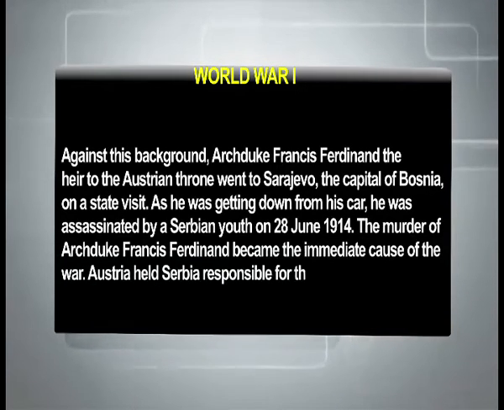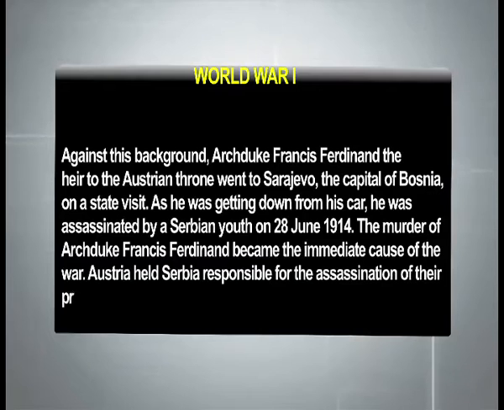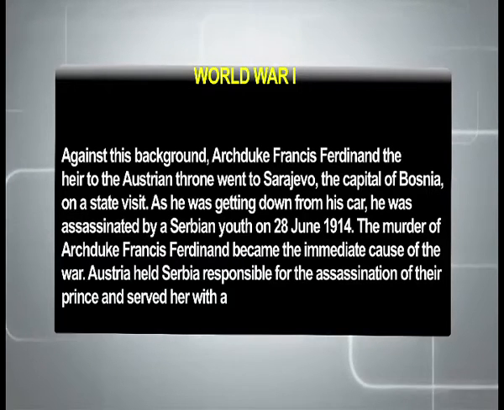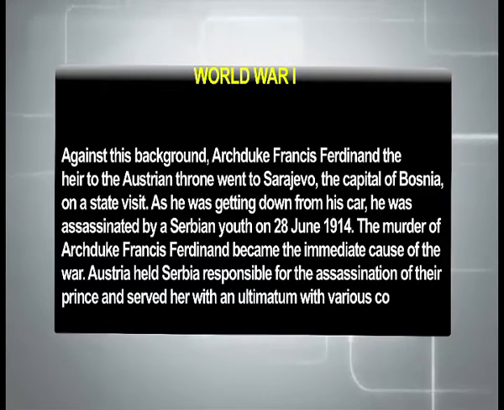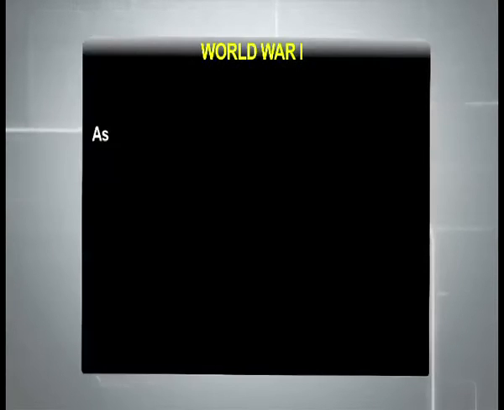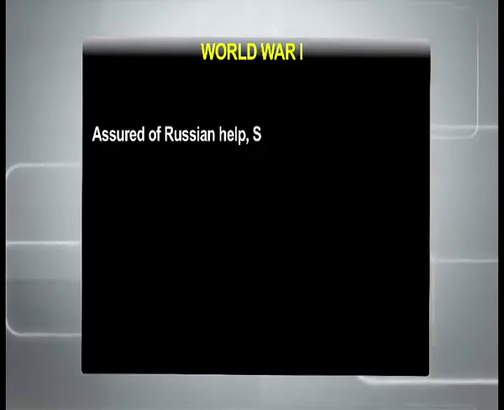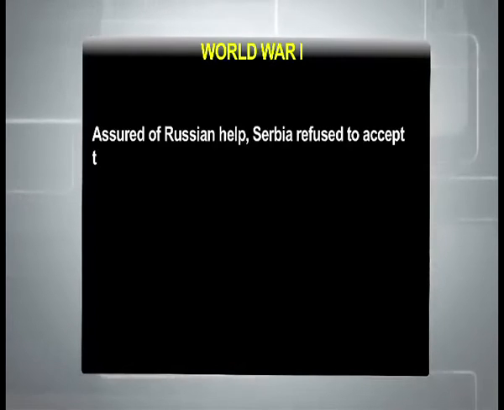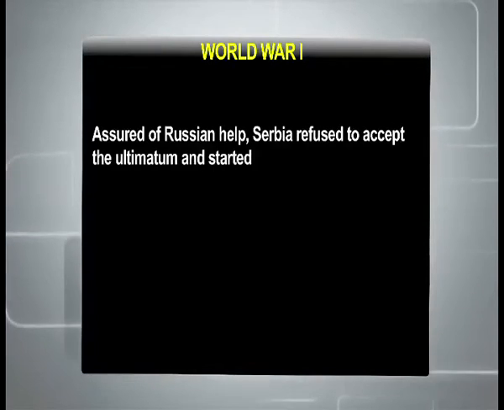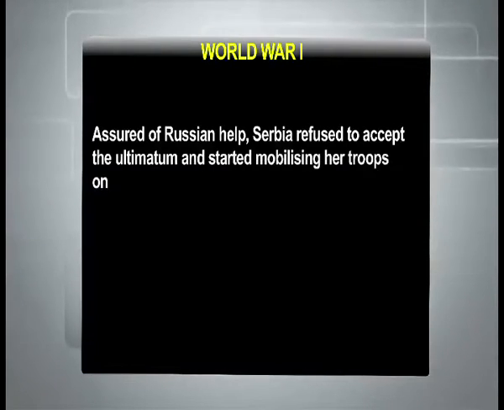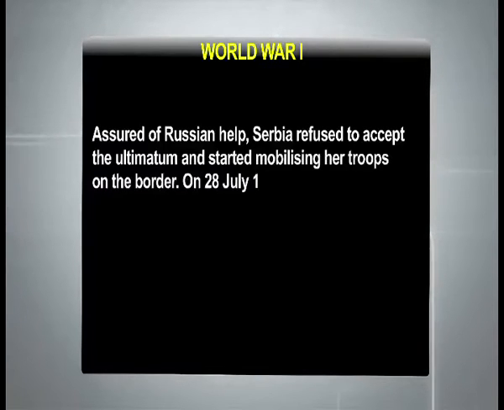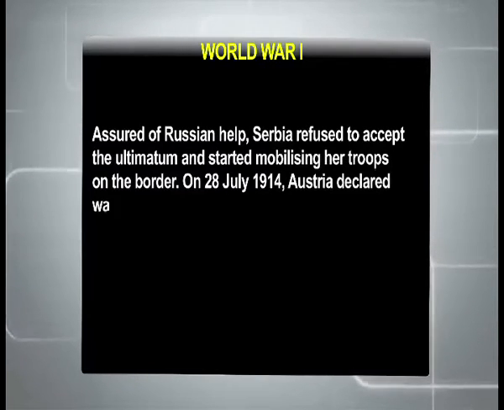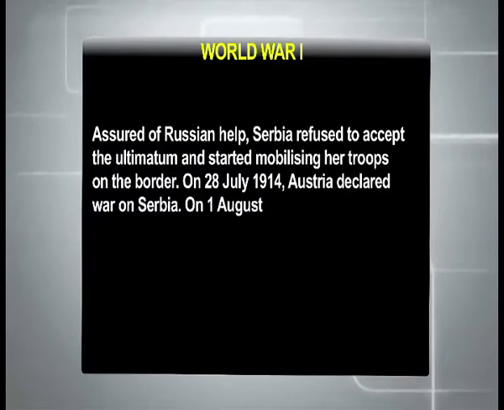Austria held Serbia responsible for the assassination of their prince and served her with an ultimatum with various conditions. Assured of Russian help, Serbia refused to accept the ultimatum and started mobilizing her troops on the border. On 28 July 1914, Austria declared war on Serbia.